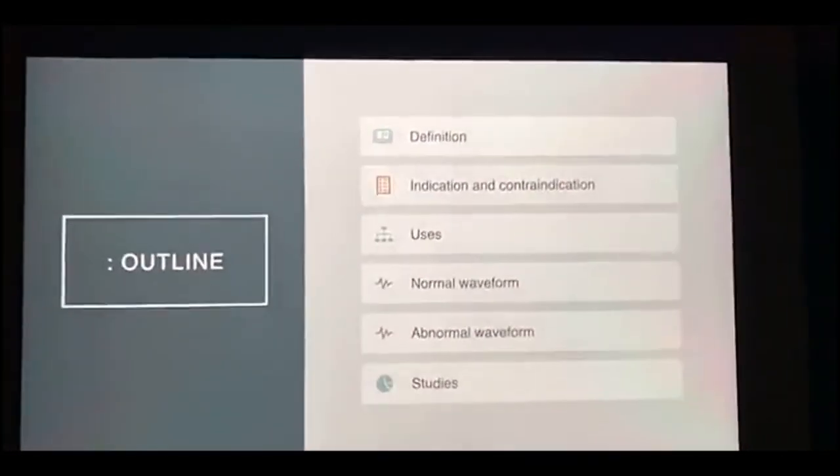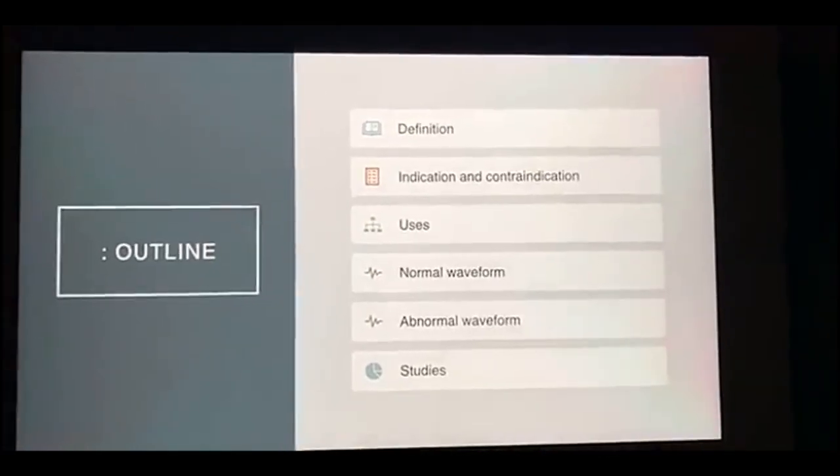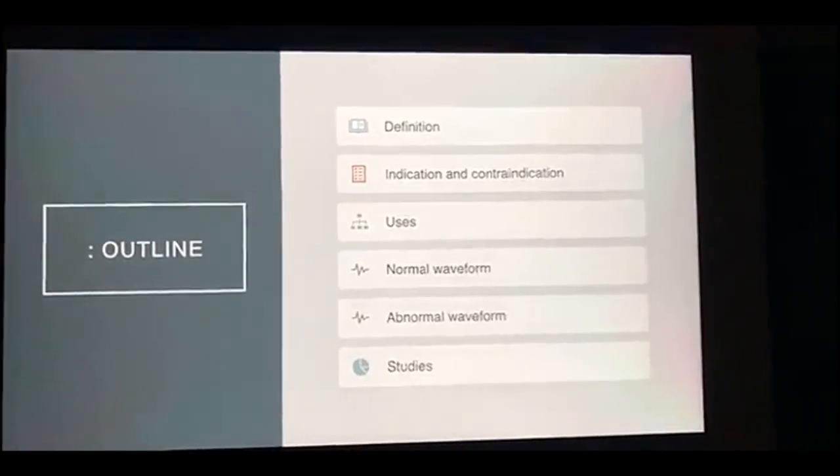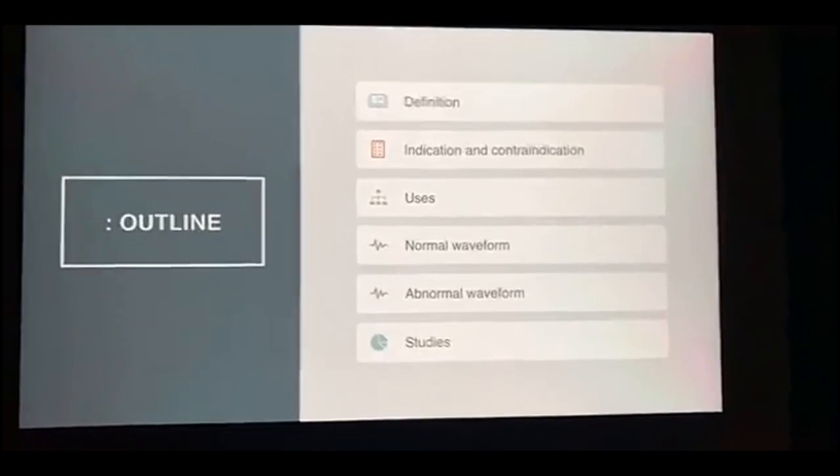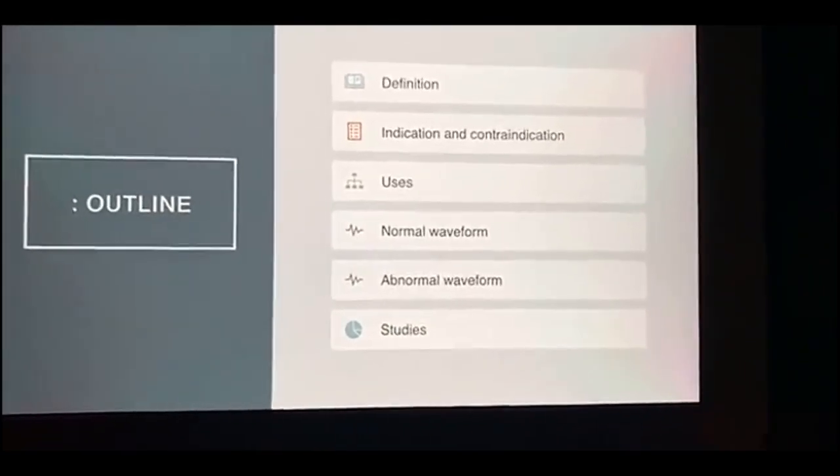اليوم راح أتكلم عن موضوع الكابنوغرافي أو الكابنومتري. I will cover the definition, indication and contraindication, the uses of capnography, normal and abnormal waveforms, and also I'm going to mention some of the studies to support my points.